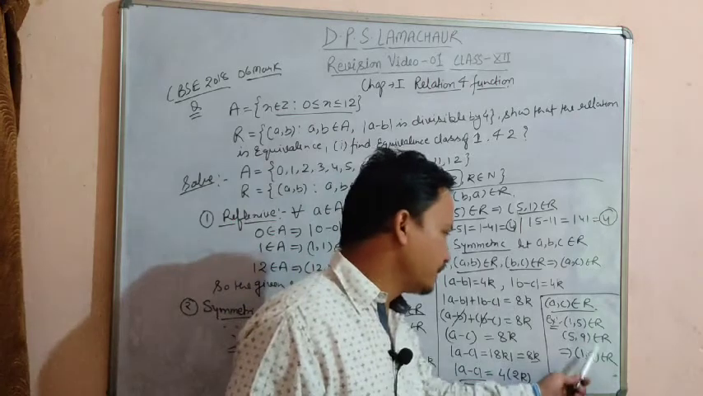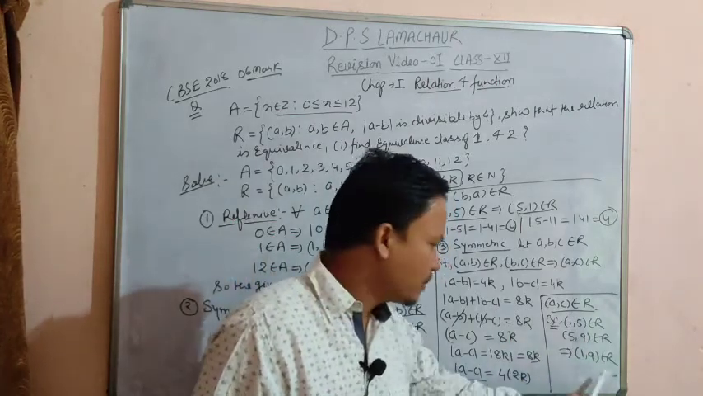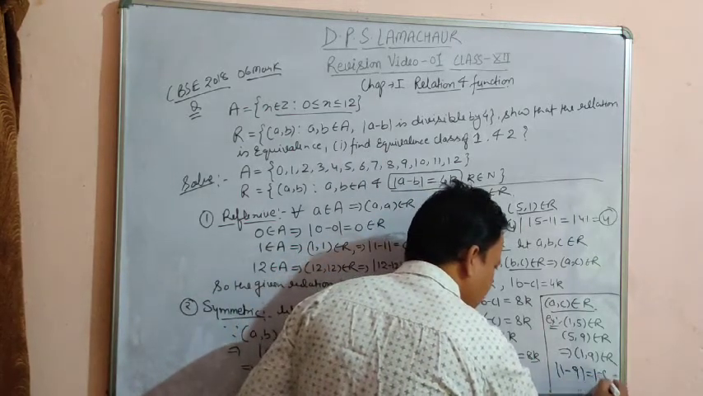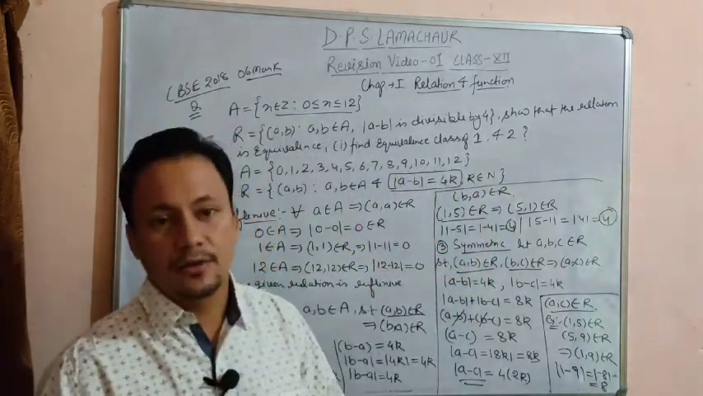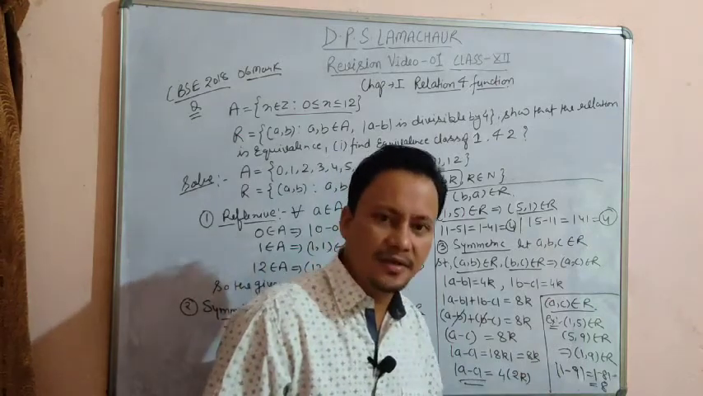Now see (1, 9), okay, (1, 9) also belonging to R because modulus of 1 minus 9, that is modulus of minus 8, and coming out of modulus it will give just 8. 8 is a multiple of 4, so this relation is also a transitive relation.